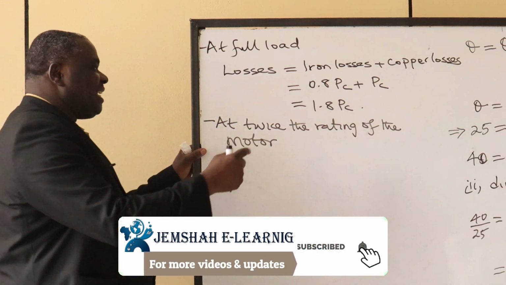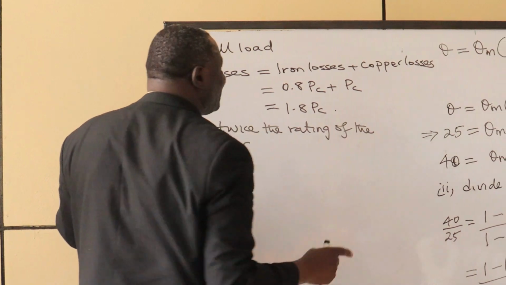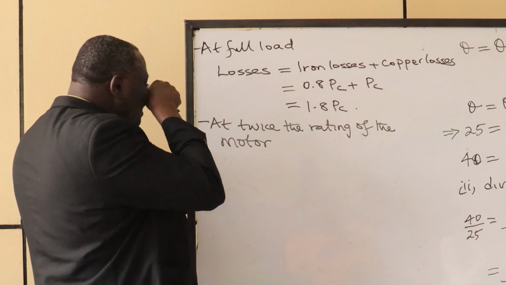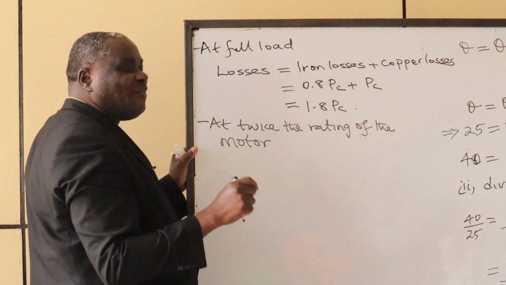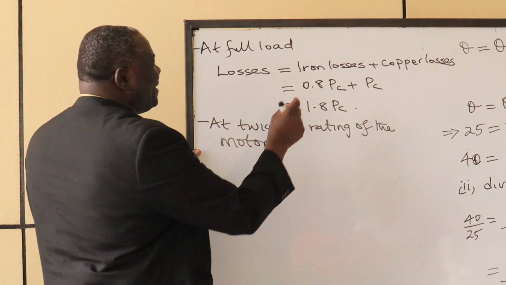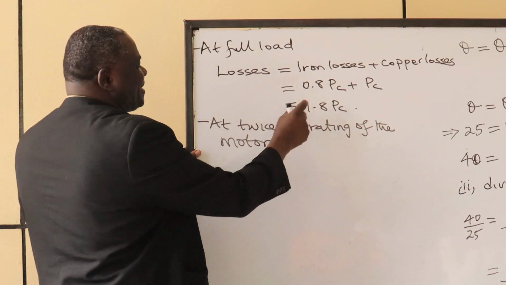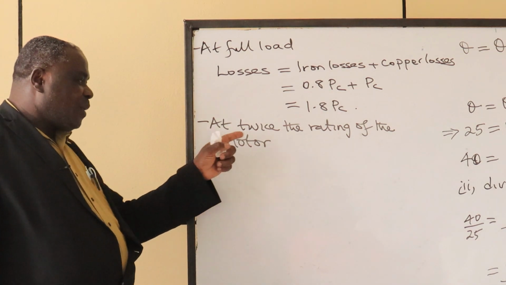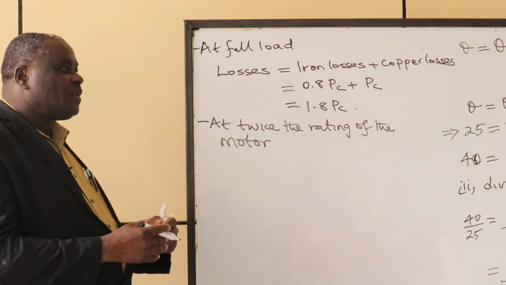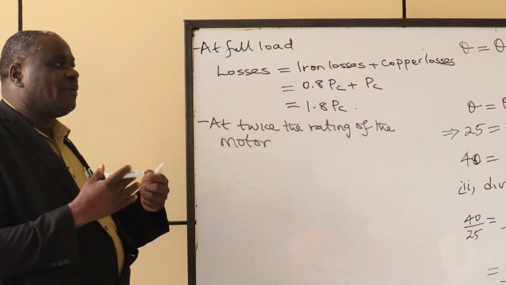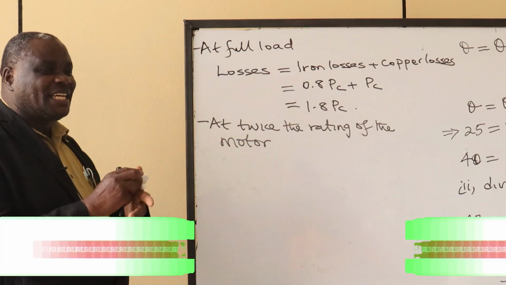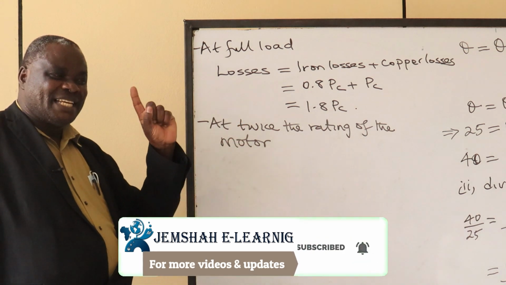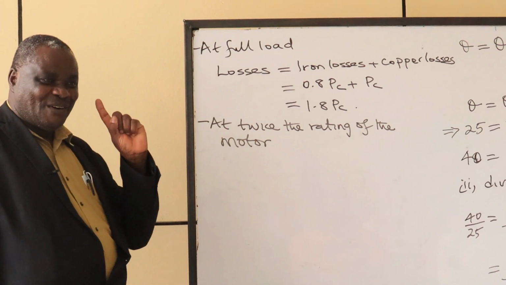So PC was the copper losses at full load. Now, the iron losses, or constant losses, we are given as 80% of the copper losses at full load, which is this one. So the total losses is equal to 1.8 PC. At twice the rating, when you change the loading of your motor, what changes is normally the copper losses. Iron losses are maintained. They are constant.